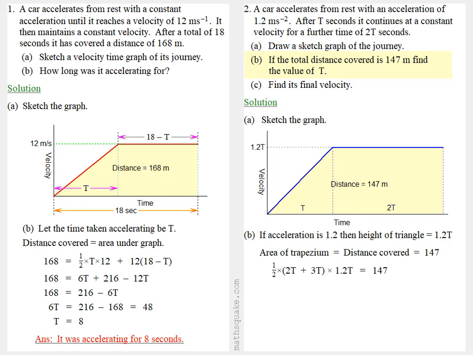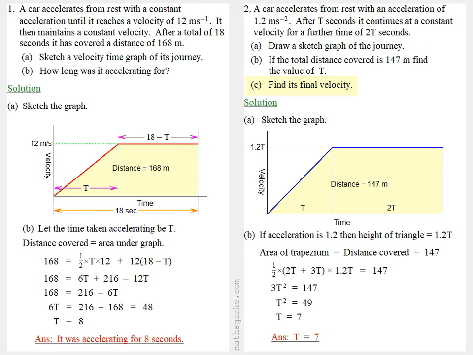So a half into 2t plus 3t times 1.2t is equal to 147. This simplifies down to 3t squared is equal to 147, or t squared is equal to 49. So t is equal to 7. So our answer is t is equal to 7 seconds.